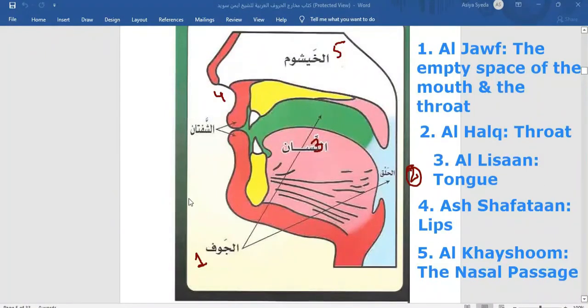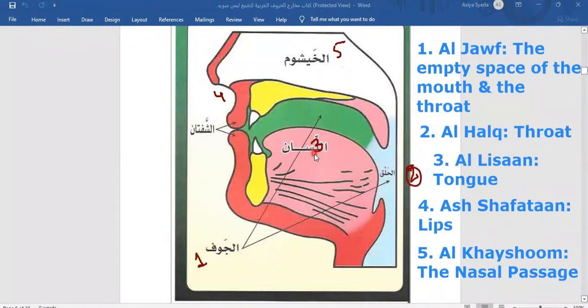Okay, so al-jawf is the first one, so when they see this, they understand that this entire area is al-jawf. If you want, you can even color this entire area like this to make sure the student understands. This is al-jawf. And then when you're finished with that, remove it, because you got al-halq in a different color. So this is al-halq from here to here, second.